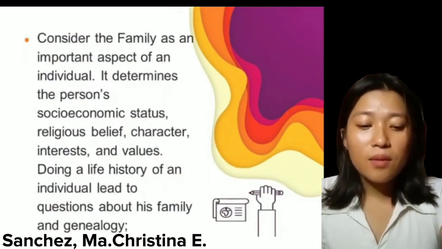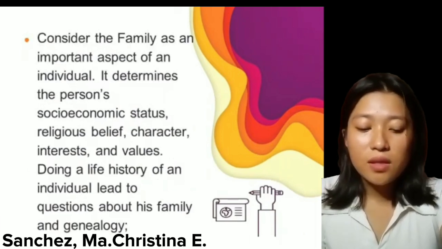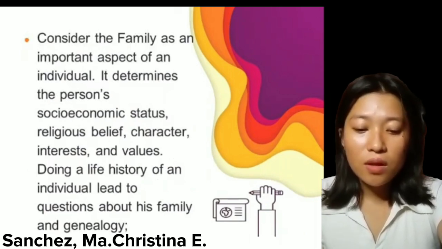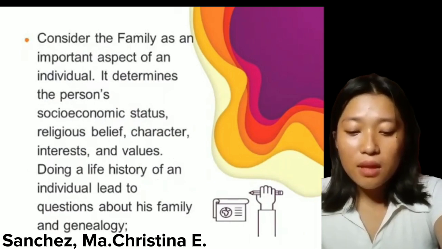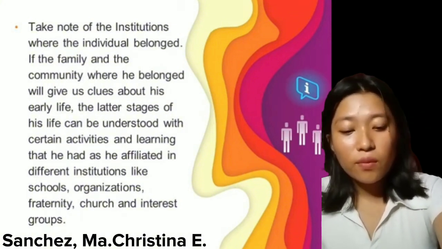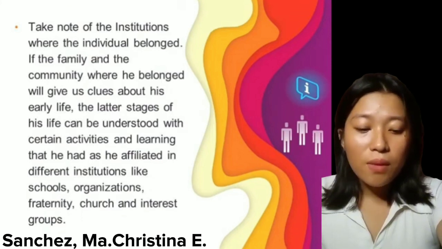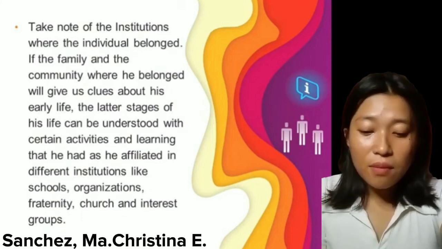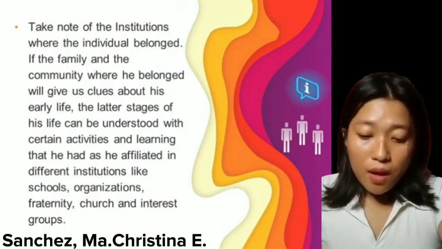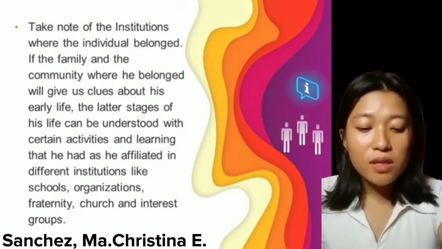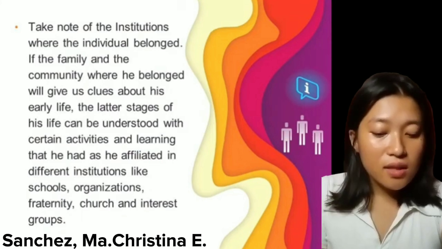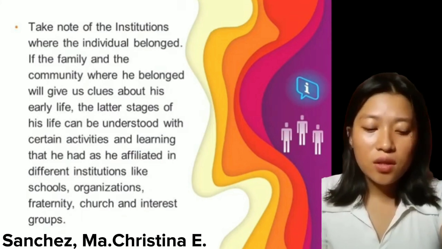Consider the family as an important aspect of an individual's interests and values. Doing a life history of an individual leads to questions about his family and genealogy, and take note of the institutions where the individual belongs. The family and the community where he belongs will give us clues about his early life. The latter stages of his life can be understood through different institutions like schools, organizations, fraternity, church, and interest groups.